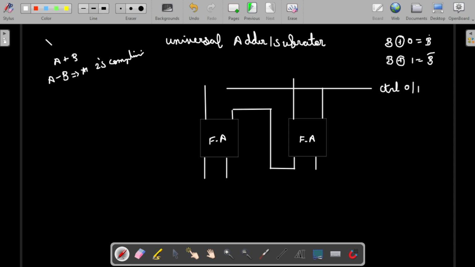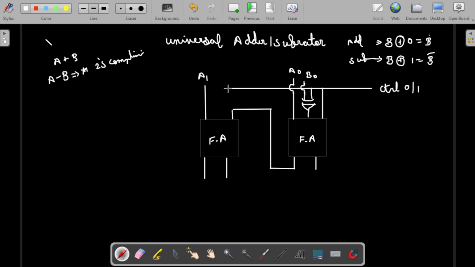If we need to add the inputs, then we have to use the control bit as 0. So this is for addition. If we need to subtract, we need to give the control signal as 1. So now what you have to do is XOR every B input with the control signal. So let me draw the logic for that. This is the XORed output. This is B0 and this is taken from the control input. This C will go directly. I hope this is understood.